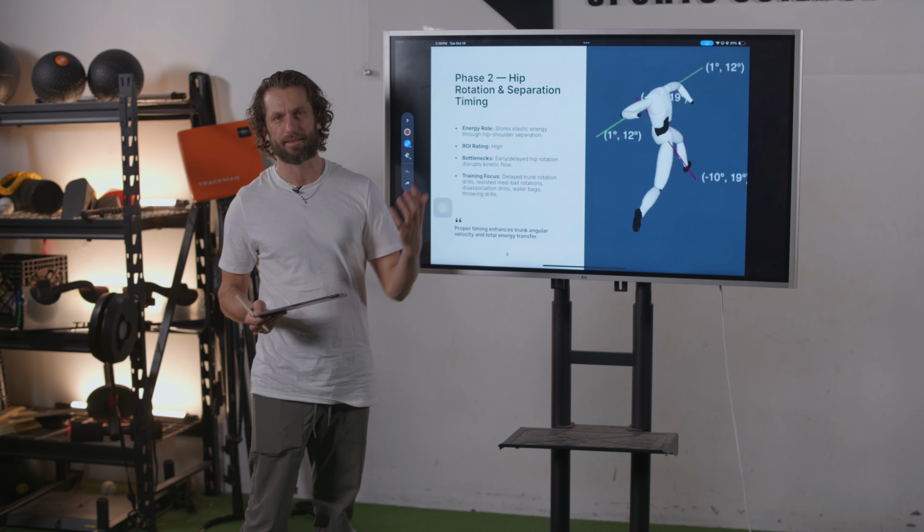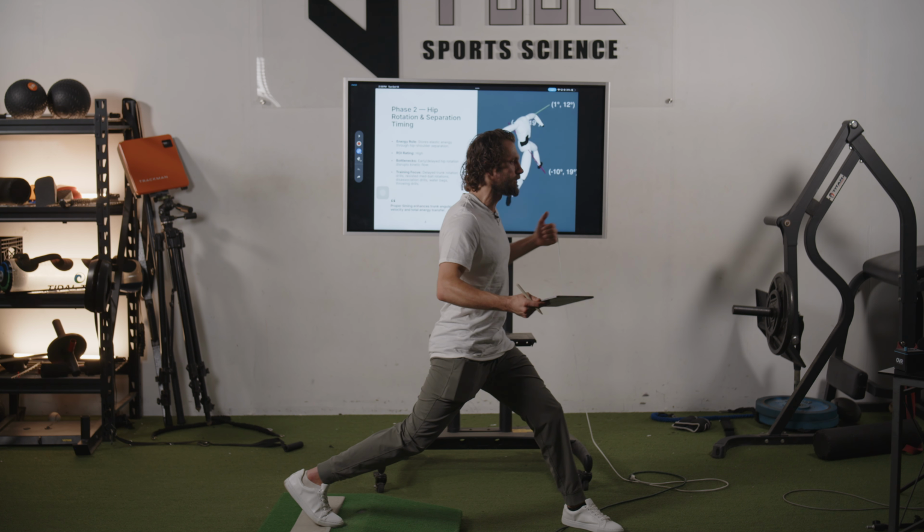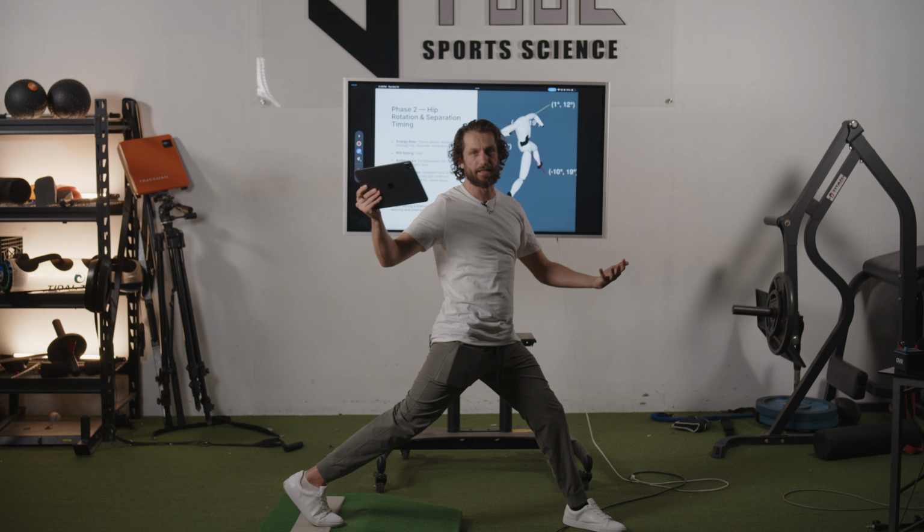We've covered this at length in a lot of our videos. It's just the early trunk rotation. Okay, so if you're landing at front foot strike and your shoulders aren't closed, you're landing open, you're going to be leaking a ton of energy.